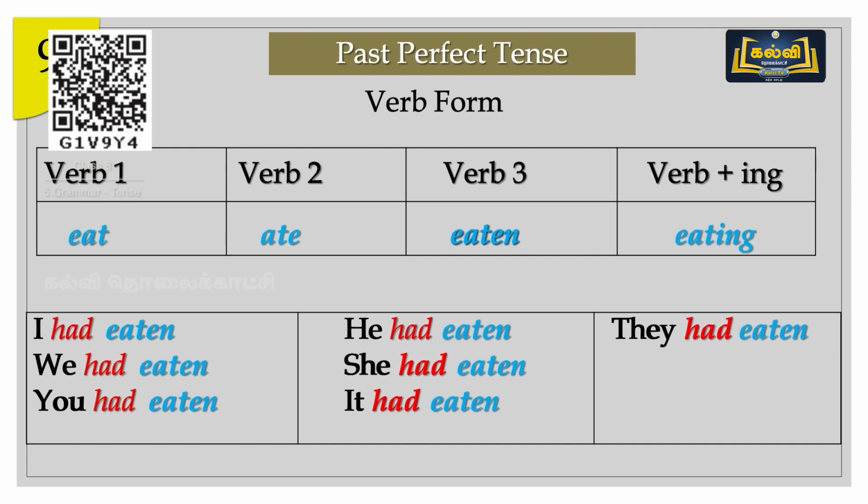As usual, all the pronouns: I, we, you, he, she, it, and they. And what is the auxiliary verb we are going to use? I had, we had, you had, he had, she had, it had, and they had. Same auxiliary verb which is used with all the pronouns. And verb 3 form, what is that? Eaten. I had eaten when you arrived. We had eaten, you had eaten, he had eaten, she had eaten, it had eaten, and they had eaten.